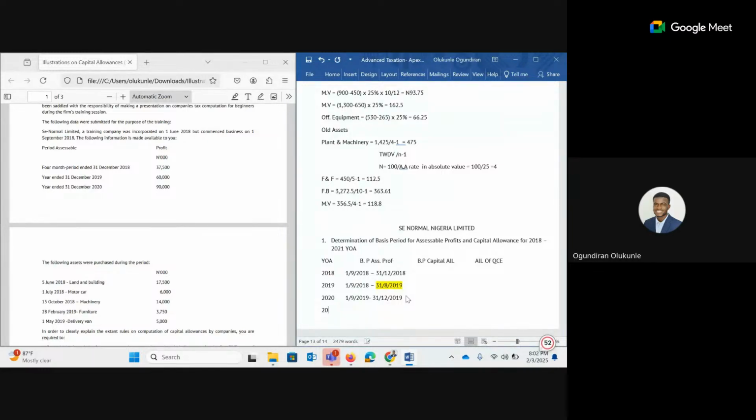So you continue. What's the day after 31/12? 1/1/2020 to 31/12/2020, right? And then for 2022, you start the day after, right? So what's the day after? 1/1/2021 to 31/12/2021, right? Is that clear?